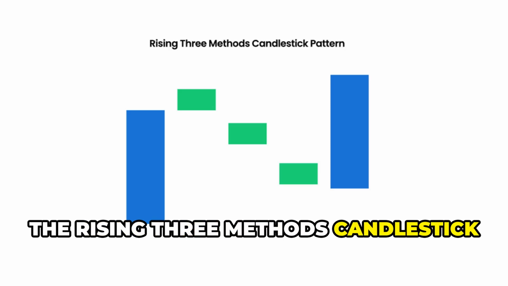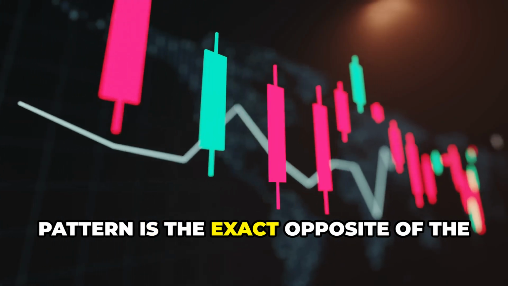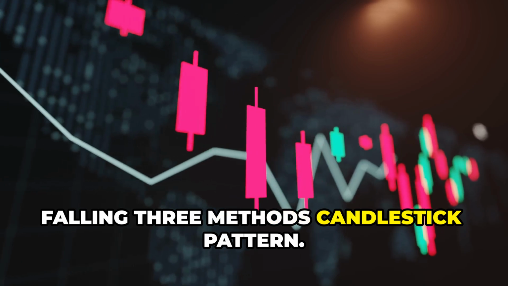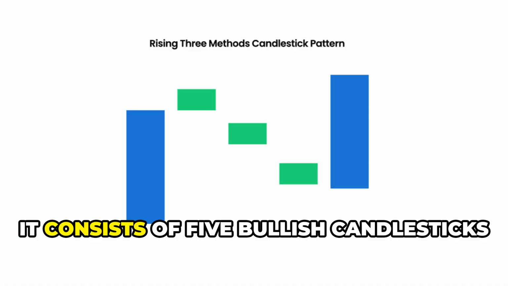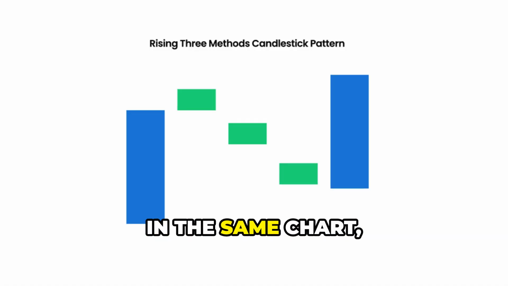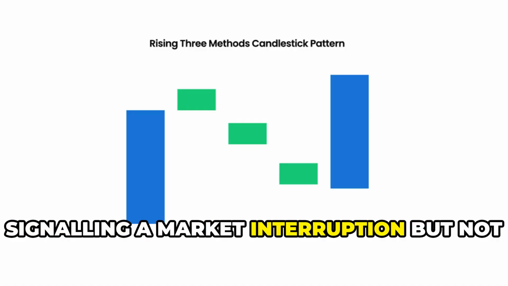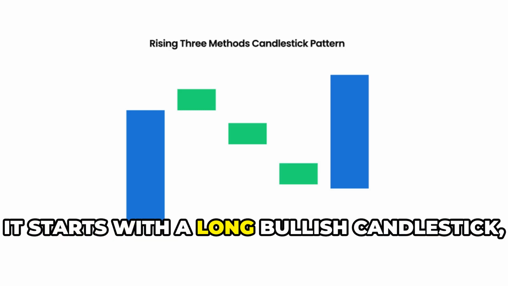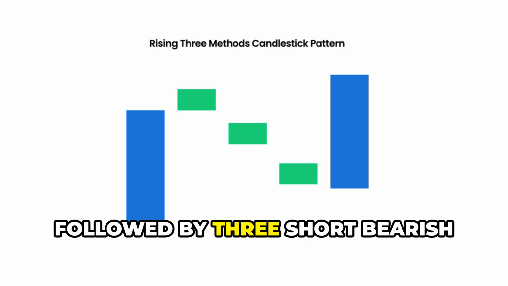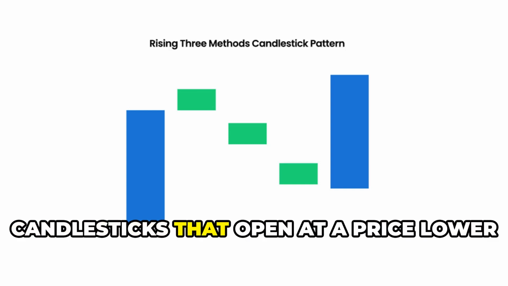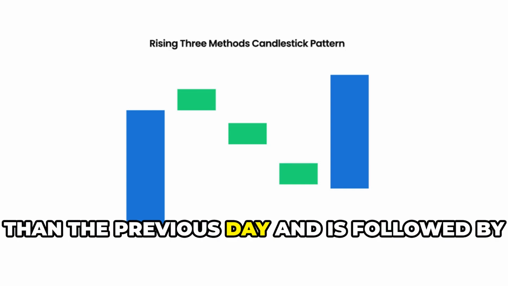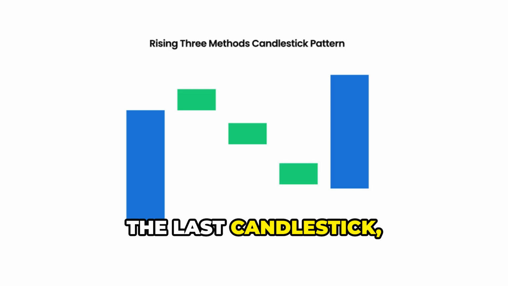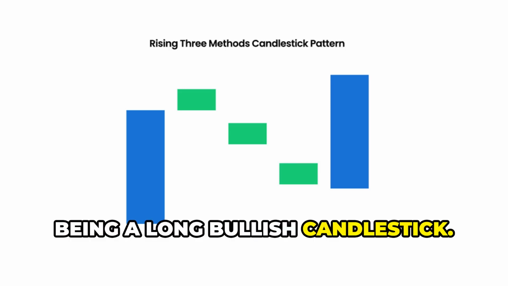The rising three methods candlestick pattern is the exact opposite of the falling three methods candlestick pattern. It consists of 5 bullish candlesticks in the same chart, signaling a market interruption but not a reversal of the existing uptrend. It starts with a long bullish candlestick, followed by 3 short bearish candlesticks that open at a price lower than the previous day, and is followed by the last candlestick again being a long bullish candlestick.